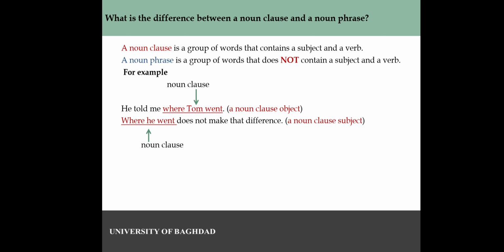Let's have a look at other examples about noun phrases. He told me his story. His story is a noun phrase object. His story doesn't contain any subject or any verb. It is just a group of words, just two words here, but it functions as an object. The same phrase can also be used as a subject, as in the following sentence. His story was interesting. Now his story is a noun phrase subject. As you see, we have the same noun phrase, but in the first one it functions as an object, while in the second it functions as a subject.